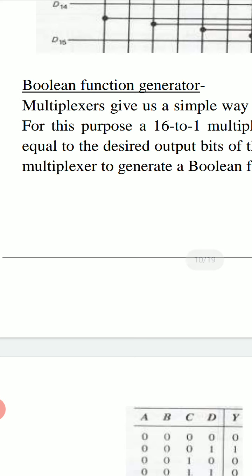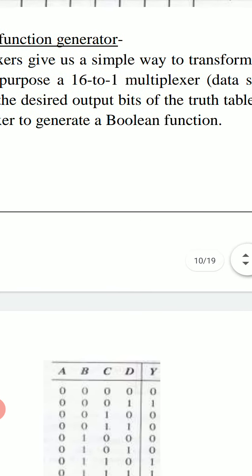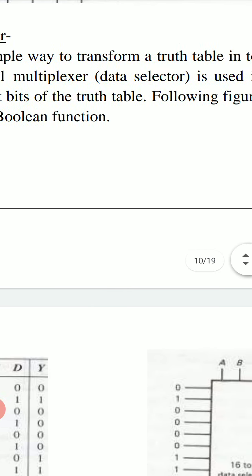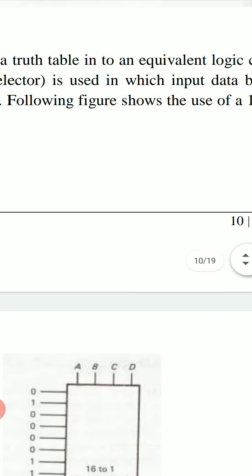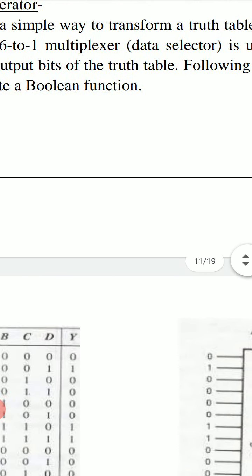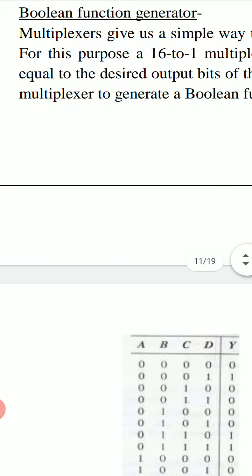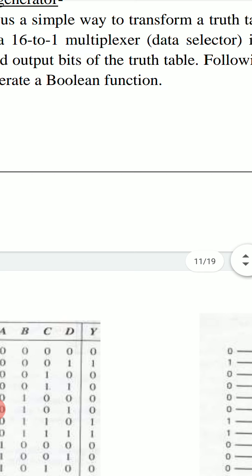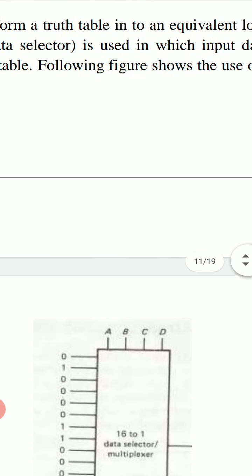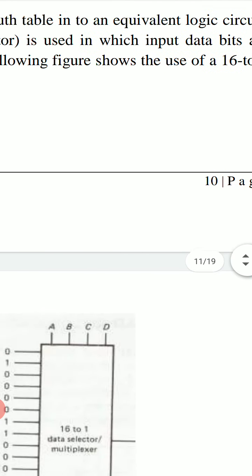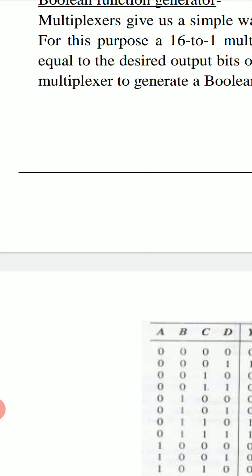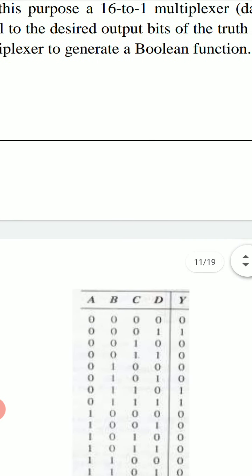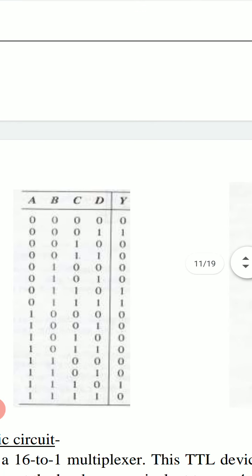Boolean function generator. Multiplexers give us a simple way to transform a truth table into an equivalent logic circuit. For this purpose, a 16 to 1 multiplexer or data selector is used, in which input data bits are equal to the desired output bits of the truth table.